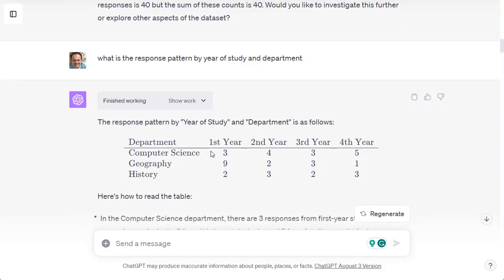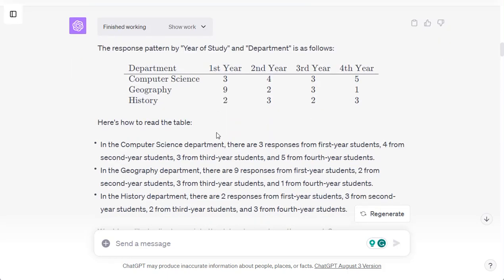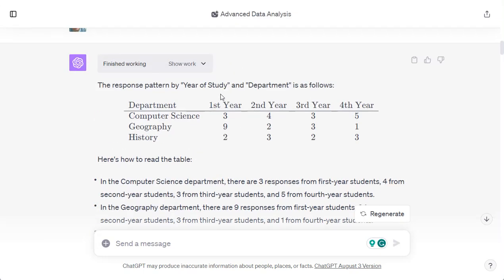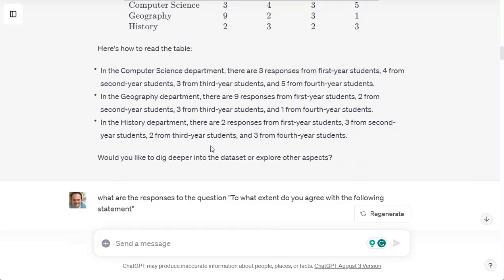And then I start to combine it. Well, what's the response pattern by year of study and department? And I get that breakdown there, and it starts to give me some narrative as well about how I can read the table or how I can interpret the data. And I can start to think, well, that might be useful background information as I'm story forming. This might be really useful background information for some visual to give the reader of the research poster a sense of my profile of my respondents.